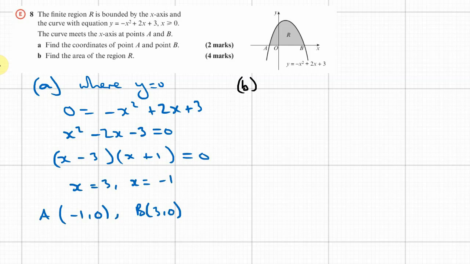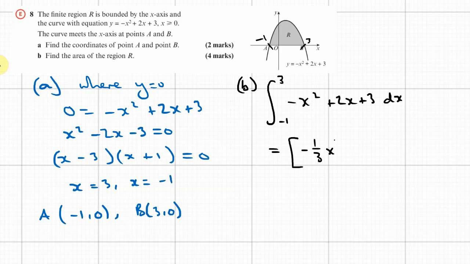B. Find the area of the region R. So we know what we're going to integrate between. We are going to integrate between minus 1 and 3 because they are our two stopping points and they are our bounds. There we go. So, time to integrate this. So we are going to get minus a third x cubed plus x squared plus 3x plus c between 3 and minus 1.